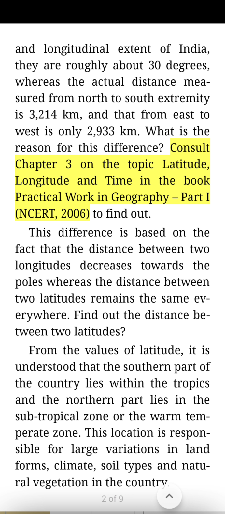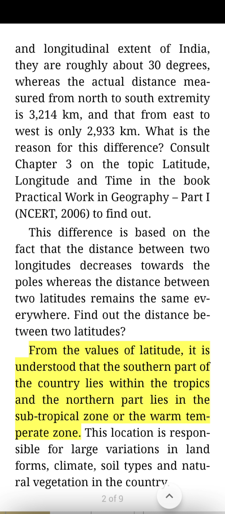Consult Chapter 3 on the topic Latitude, Longitude and Time in the book Practical Work in Geography Part I, NCERT, 2006, to find out. This difference is based on the fact that the distance between two longitudes decreases towards the poles, whereas the distance between two latitudes remains the same everywhere. Find out the distance between two latitudes.